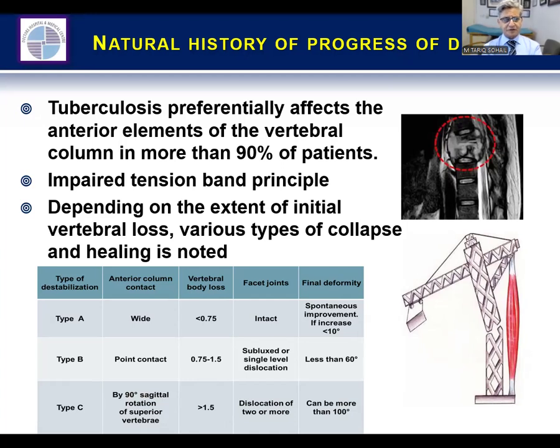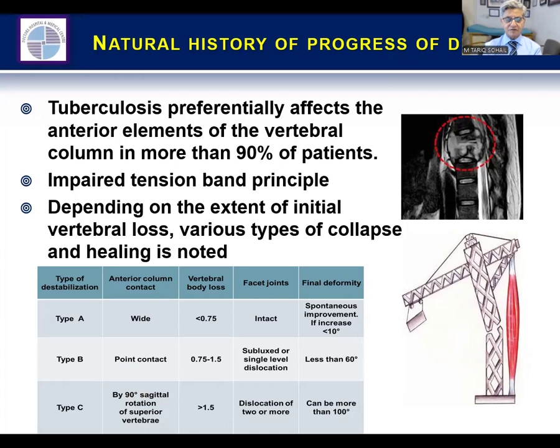Depending on the extent of the initial vertebral loss, various types and classes of healing are noted. Type A is when the anterior column is intact and the vertebral loss is minimal, the facet joints are intact, the muscle is still active, and spontaneous improvement occurs. But it increases the kyphotic deformity if it's more than 10 degrees. If less than 10 degrees, it will usually heal with appropriate treatment.